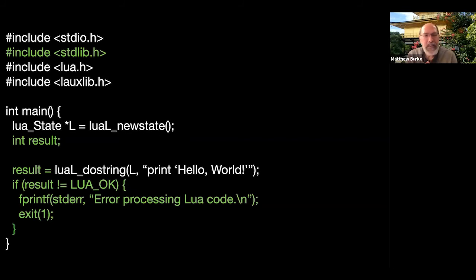I'm going to execute that dostring command, and I'm going to take the return value, which is an integer, and capture that in a variable. I'm going to check to see if it's equal to the constant LUA_OK. If it isn't, that means an error occurred. I'll print out an error message and I'll exit the program. In most Unixes, and I'm not sure about Windows and other operating systems, the convention is that if a program returns 0, it's run successfully. If it returns a non-zero value, that signals an error. So I'm going to return 1.